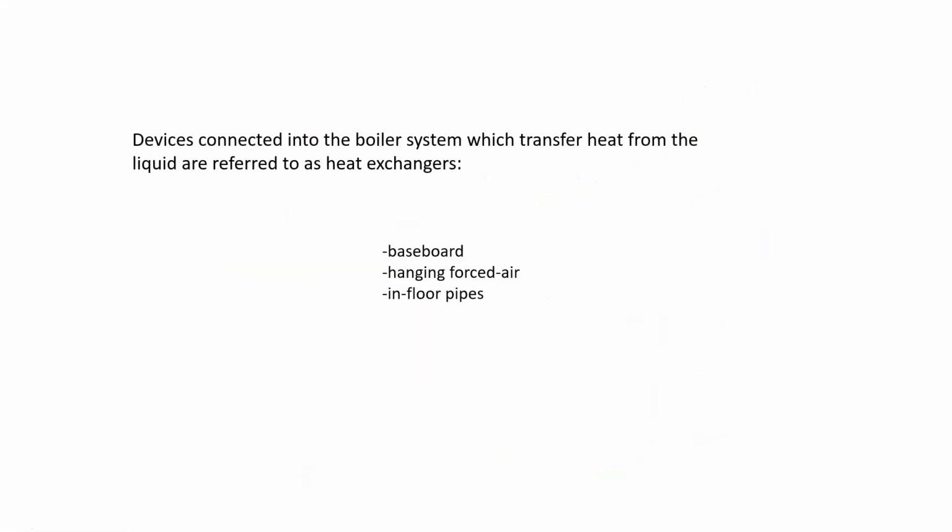The devices connected into the boiler system which transfer heat from the liquid are referred to as heat exchangers, and there's a number of different ways that these can be constructed: baseboard, hanging forced air, or in-floor pipes. Let's take a look at each one.